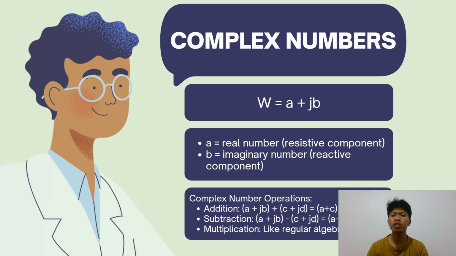A plus jB plus C plus jD equals (A plus C) plus j(B plus D). Subtraction is A plus jB minus (C plus jD) equals (A minus C) plus j(B minus D). Multiplication is like regular algebra, where j squared equals minus 1.